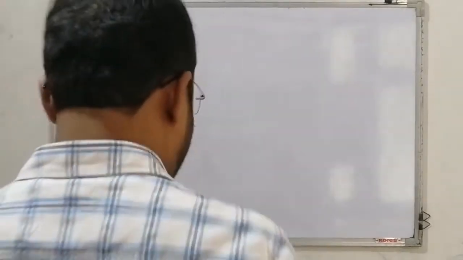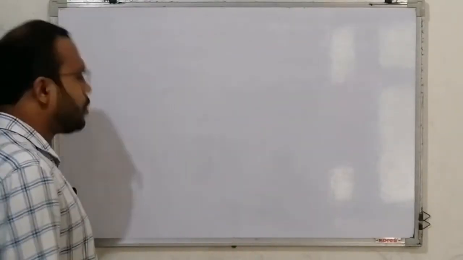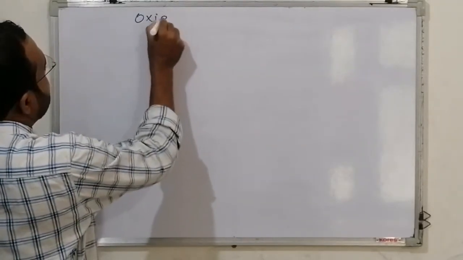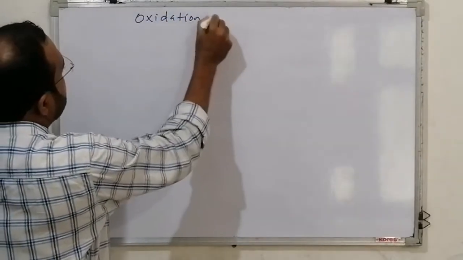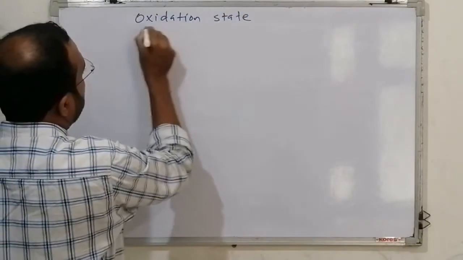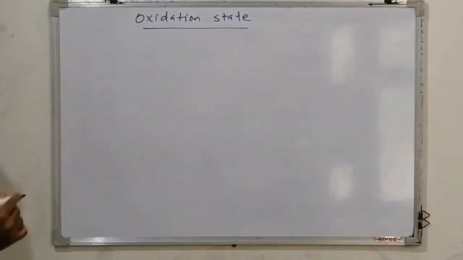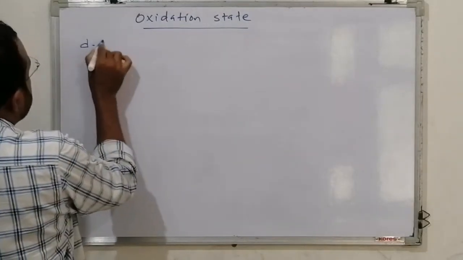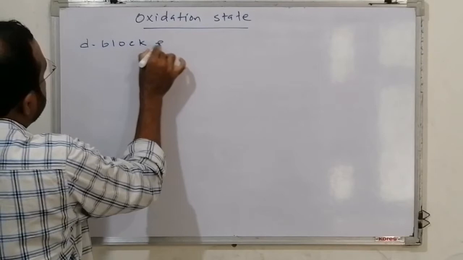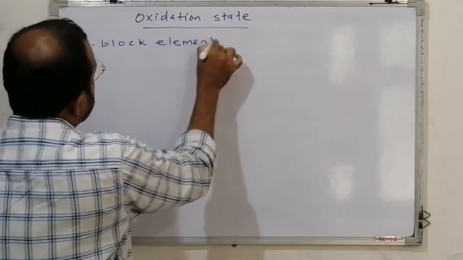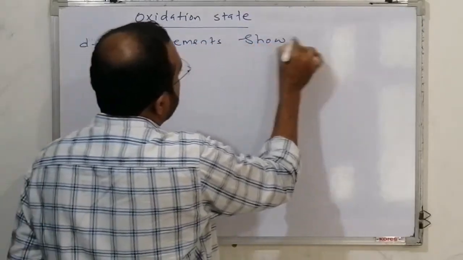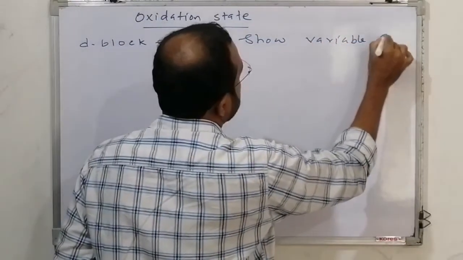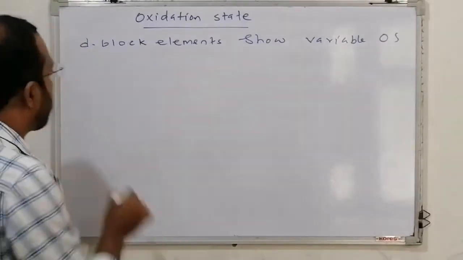First I will go to the topic of oxidation number, oxidation state of d-block elements. One of the important points is that d-block elements show a variable oxidation state. What is the meaning of that?